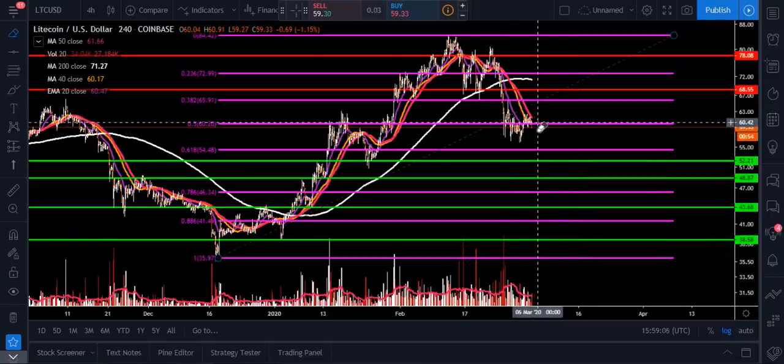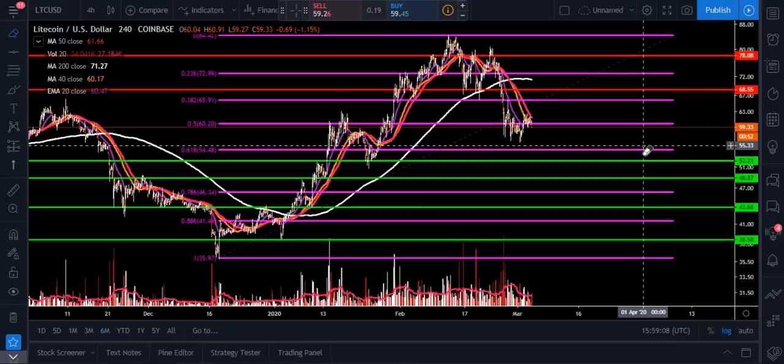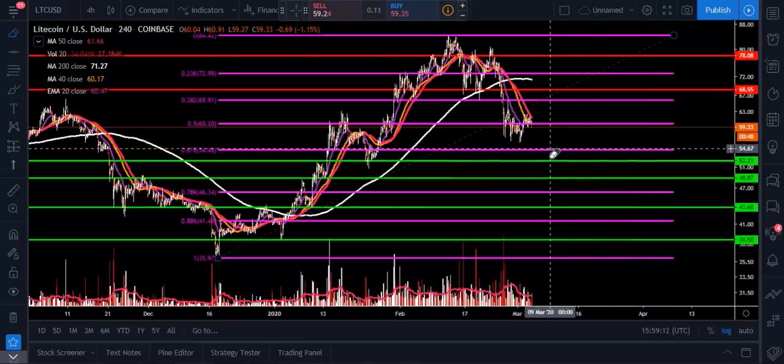But guys, if we do lose this 0.5 at $60 and we start having candle closes below it, I believe we potentially could get a bounce off that 0.618, and that is at $54.48. Overall, we're moving into this Bitcoin halving, and this really may be the last major retracement that we have before we start pumping again into that halving.